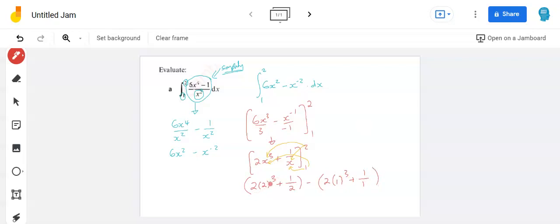And this becomes 8 times 2 is 16 and a half. So 16 and a half minus 2 plus 1, which is 3. We end up with 13 and a half. And that would be the value of the area.